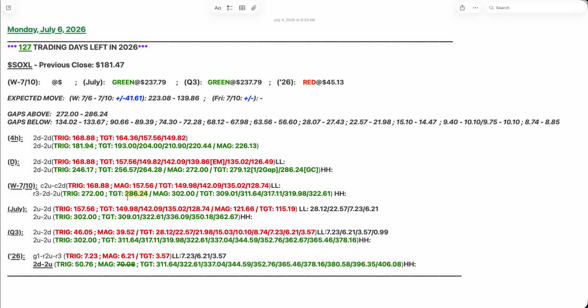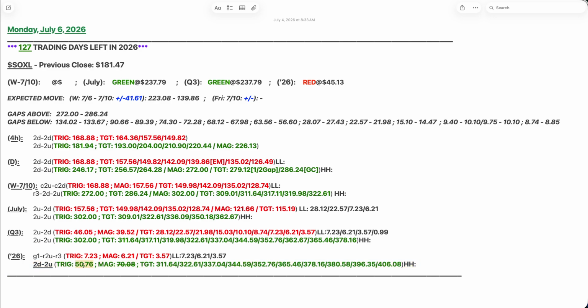If we go to the upside, we've got the two down, two up, triggering at 246.17. Magnitude of the move is 272 flat. So if we really get to running, that could be a possibility. In the meantime, we do have some intermediate targets on the way to that magnitude because it is quite a distance. And if we do reach magnitude and just really continue to run, we've got some extended targets listed out here for you as well.